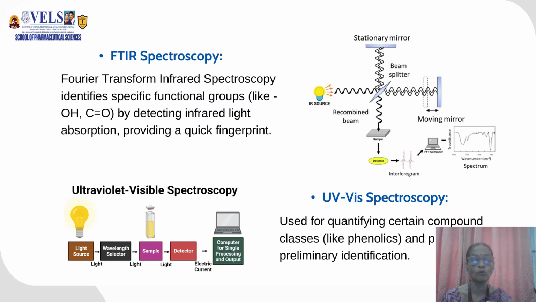Ultraviolet visible spectroscopy is another technique which can be used for qualitative and quantitative analysis, and also for the quantitative estimation of phytocompounds. Here the sample is observed in either visible or ultraviolet light at a particular wavelength. Therefore the molecules are excited and produce absorption. In FTIR the spectrum shows only the functional groups, and the absorption takes place by the chemical bond. Here the absorption takes place by the conjugated system. So this is used for chromophores and conjugated systems, and for quantifying certain compound classes like phenols and other things.